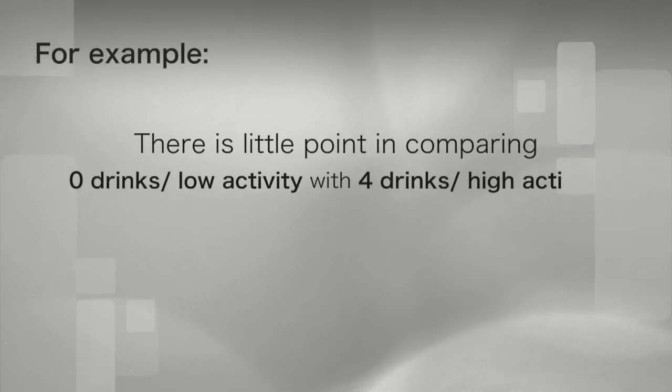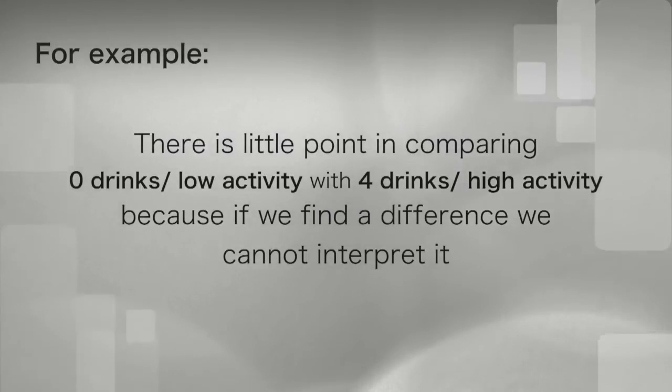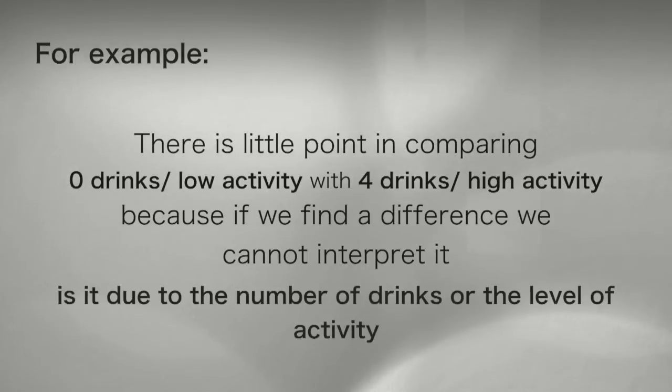If you look at the comparisons we can make in interpreting the interaction, not all comparisons are meaningful, as I said before. For example, there's little point in comparing 0 drinks and low activity with 4 drinks and high activity, because if we find a difference, we can't interpret it. Is it due to the number of drinks or the level of activity? We cannot tell because the two independent variables are confounded in this comparison. Because we waste power comparing everything with everything, we need to take a more systematic approach to analysing interactions.